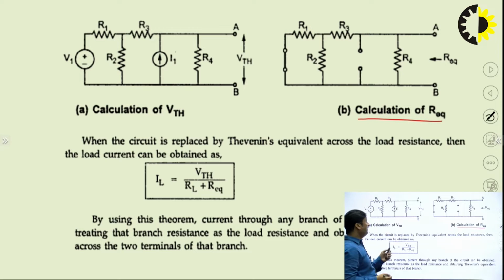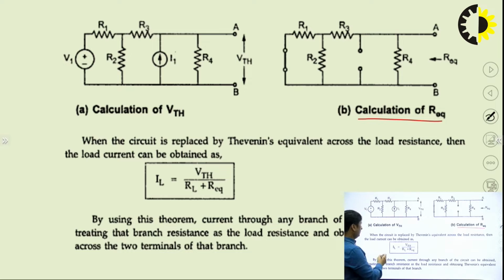And for VTH, we have to find the voltage across these 2 points A and B. That is called the open circuit voltage. So open circuit voltage can be determined by just the voltage across this resistance, or you can determine it by any technique. We can use KVL, we can use KCL, and we have to find the voltage across this A and B.